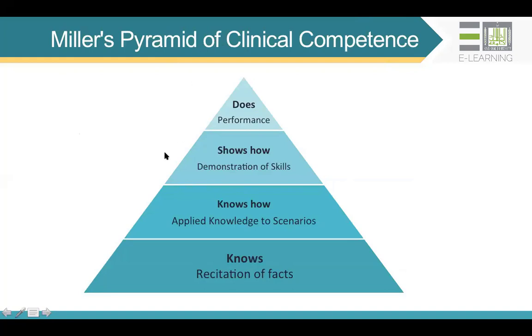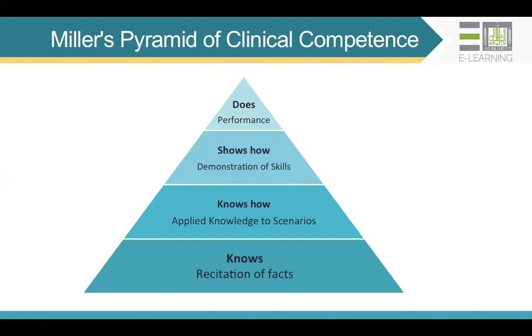Okay, so here is another useful tool that can guide choosing assessment strategies that are used to evaluate the achievement of the intended learning outcomes. This is called Miller's Pyramid or Miller's Triangle of Clinical Competence and Performance. Miller's triangle has four hierarchical levels. The first level, knows, represents the knowledge that might be applied in, let's say, the pharmacist's future career to demonstrate competence.